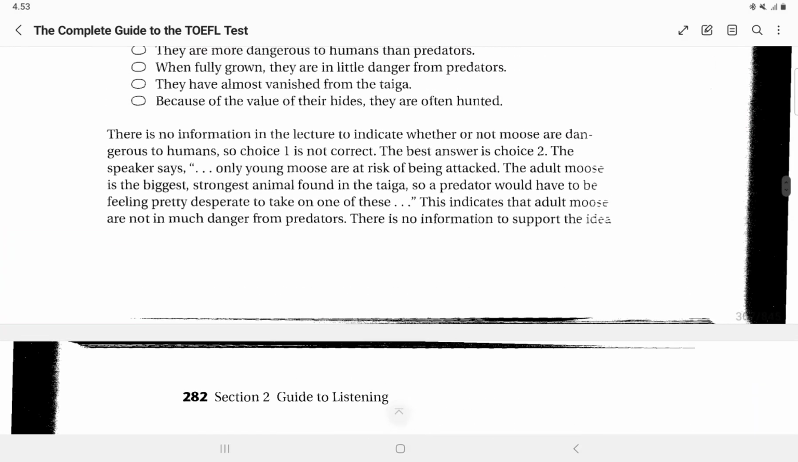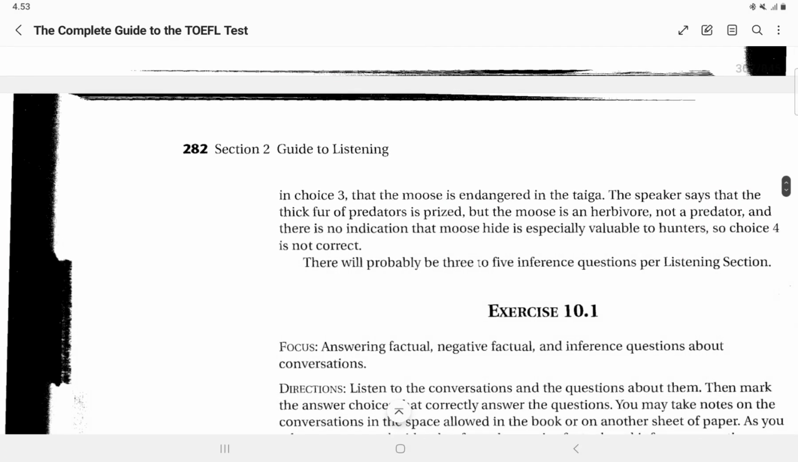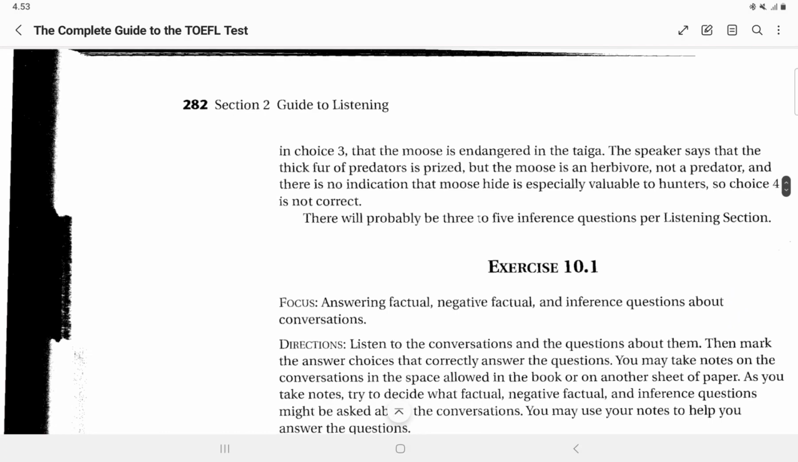Because of the value of their hides, they are often hunted. There will probably be 3 to 5 inference questions per listening section.